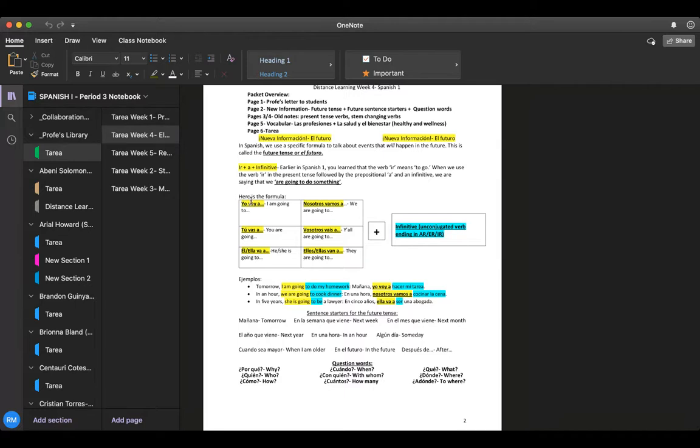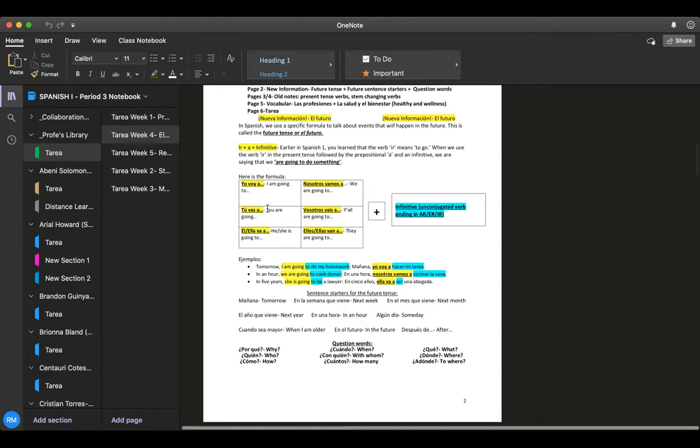Really, really simple. And anytime you're having trouble, keep going back to this blue and yellow pairing here with the plus sign in the middle. If I want to say I'm going to, right up here at the top, yo voy a. I am going to, dot, dot, dot. We don't know what's coming after that because we don't have our infinitive just yet. But I'm going to focus on the yellow on the left side. Tú vas a, you are going to. Él or ella va a, he or she is going to. Nosotros vamos a, we are going to. We know that word vamos means we go. And down here, ellos, ellas van a, they are going to.